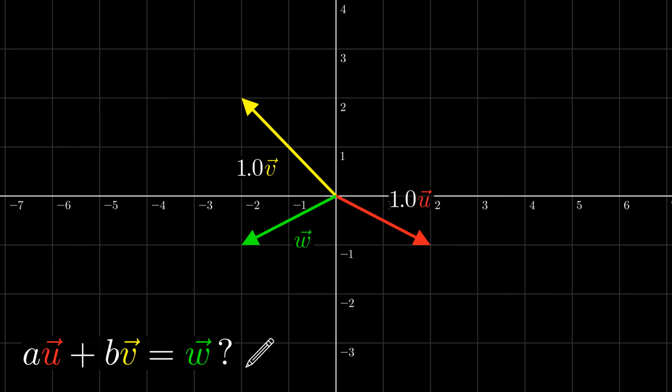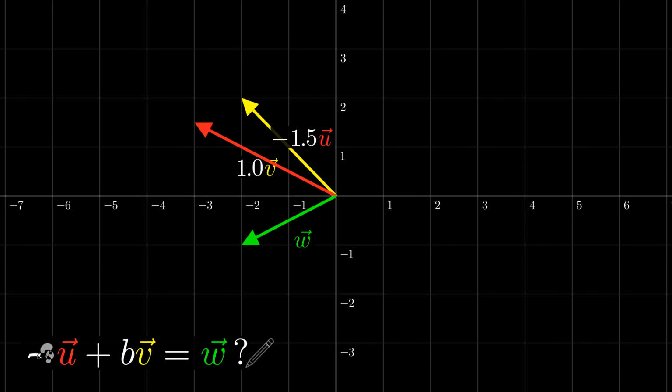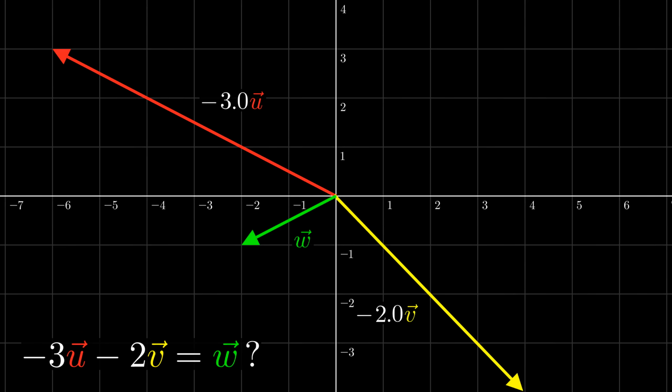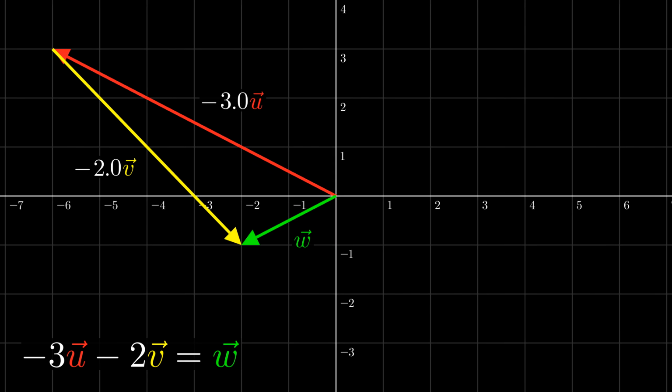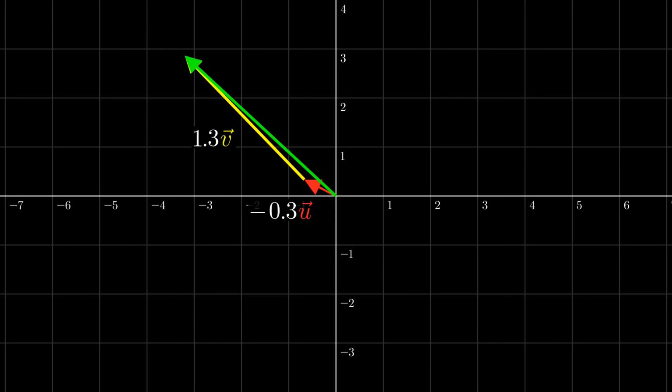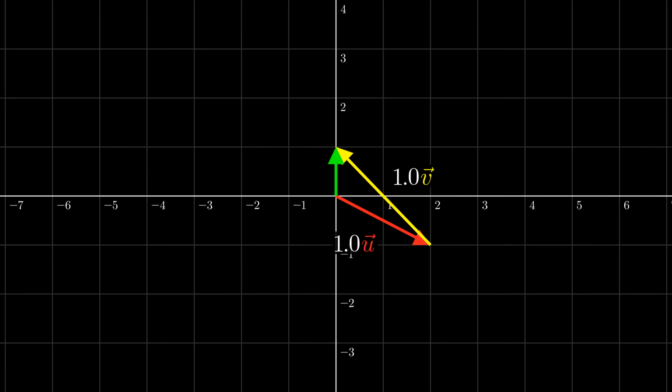In the end, it turns out that w is -3 times u minus 2 times v. The way you figure this out isn't important for now. To be honest, when solving this myself, I just eyeballed it. The important thing is that it was possible. While I'm not going to prove it, it turns out that it's possible to represent any vector in the plane as a combination of u and v, just like before.